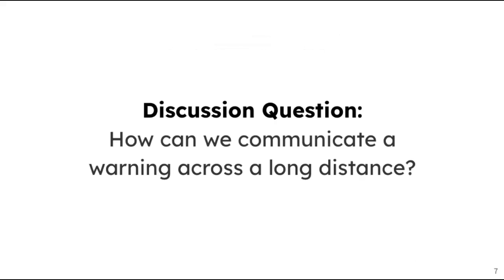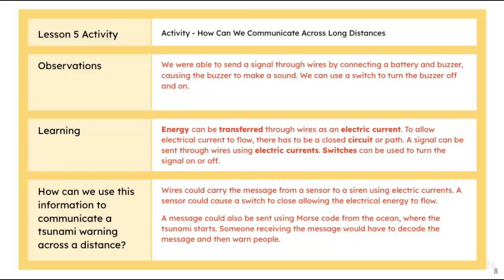In the Explain portion of the lesson, students will engage in a class discussion. You'll invite them to gather and analyze their observations around the buzzer investigation. You'll use the provided questions to guide the discussion around how can we communicate a warning across a long distance. The goal of this class discussion is to analyze student observations and explain how a circuit can be used to create a sound and connect it to the sensors and sirens used in a tsunami warning system. You will use the discussion to create the Lesson 5 summary chart.